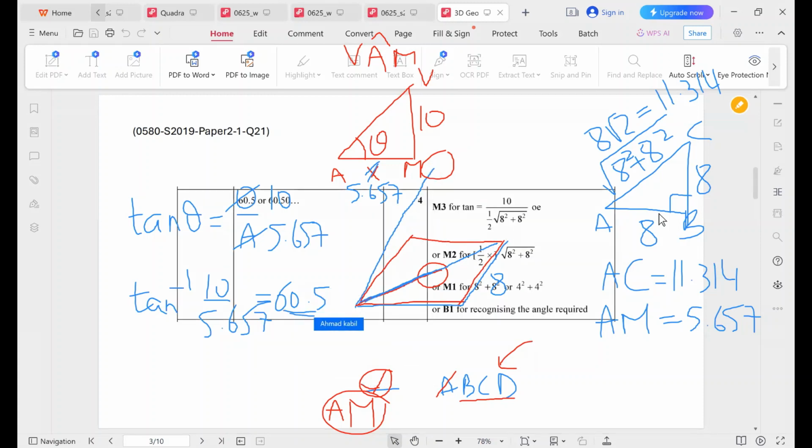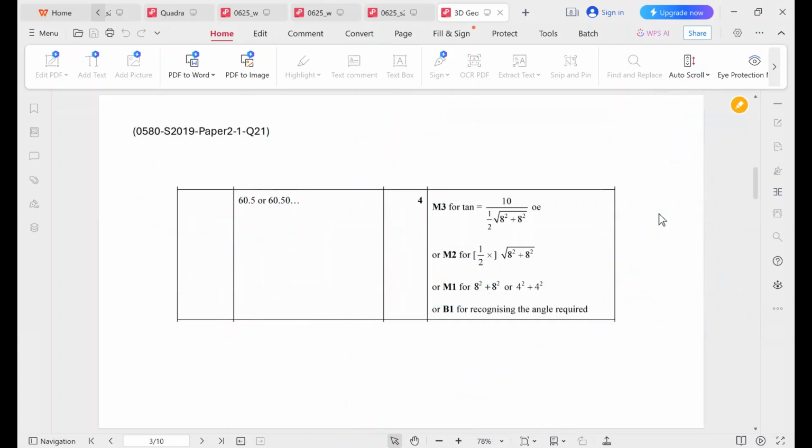Let's check the marking scheme. Thankfully, 60.5 is in fact the correct answer.